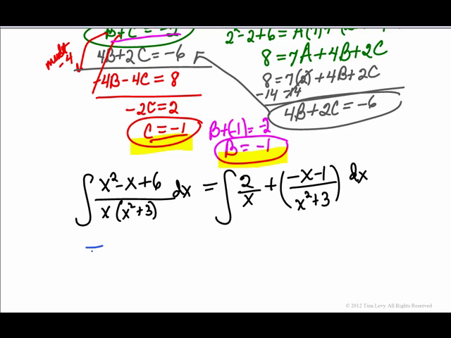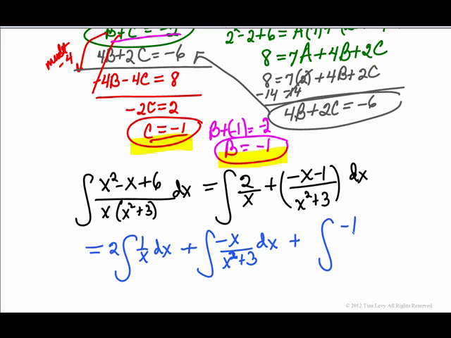This will be 2 the integral 1 over x dx plus the integral negative x over x squared plus 3 dx plus the integral negative 1 over x squared plus 3 dx. The first one is fairly straightforward. The second will be a u substitution. And the third is a memorized inverse tangent. I'm going to go to the next page and rewrite this, and we'll finish.